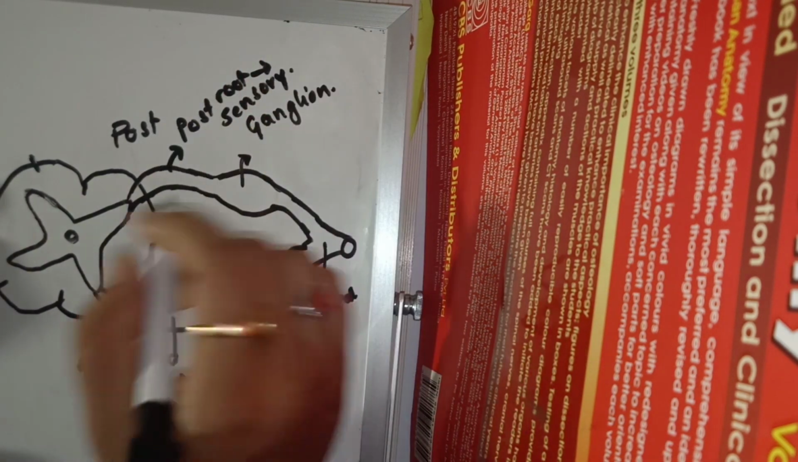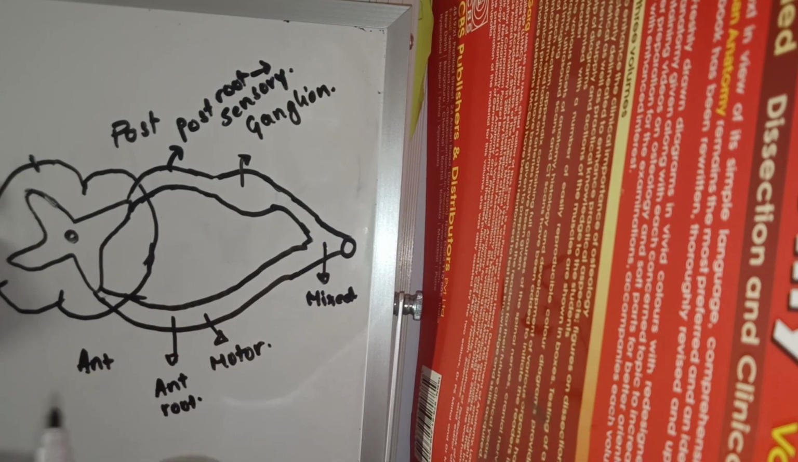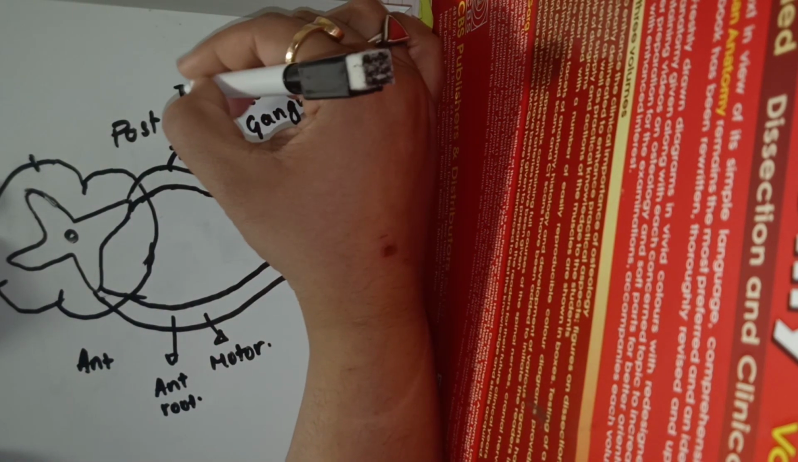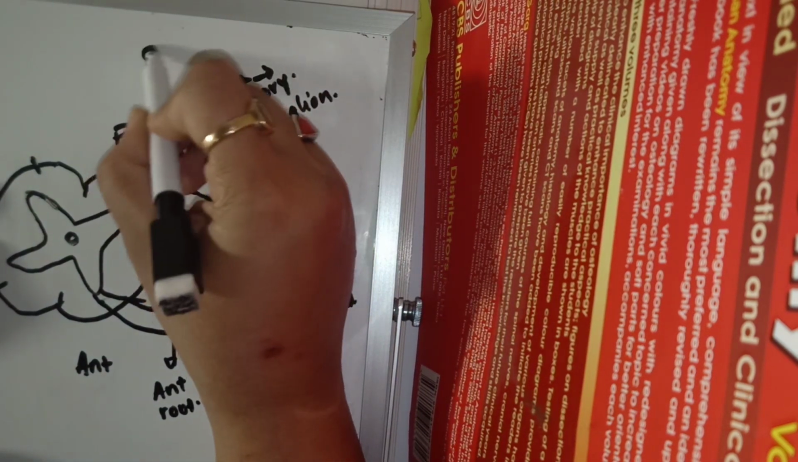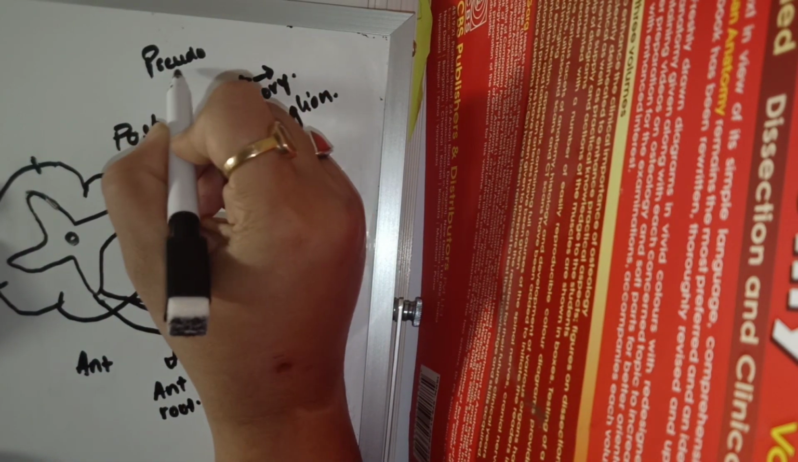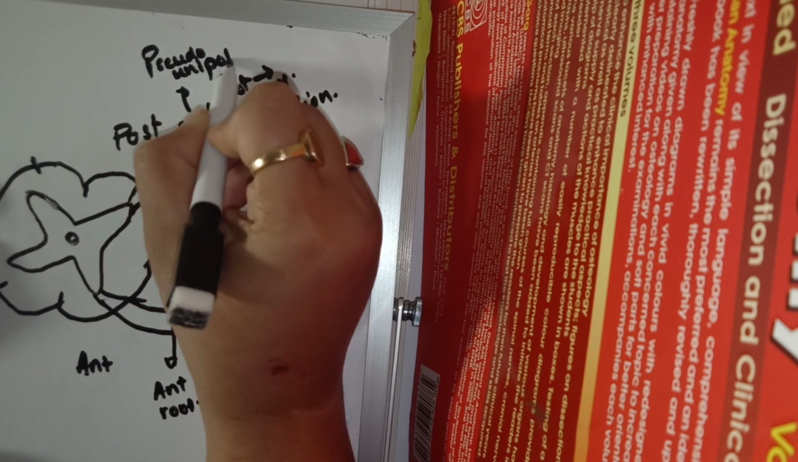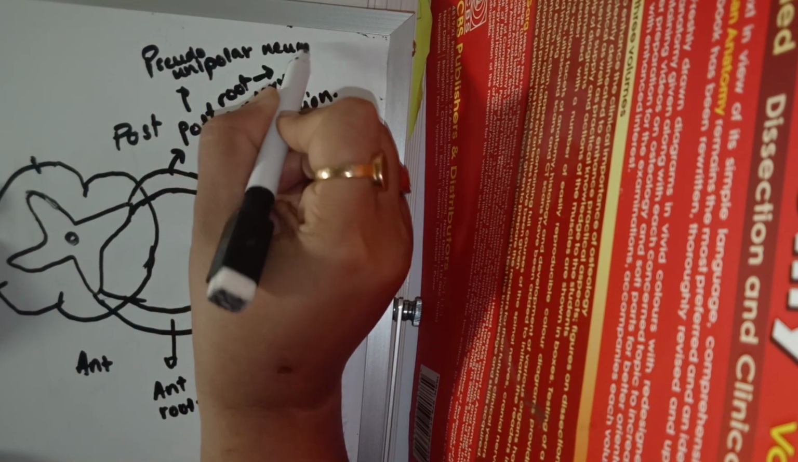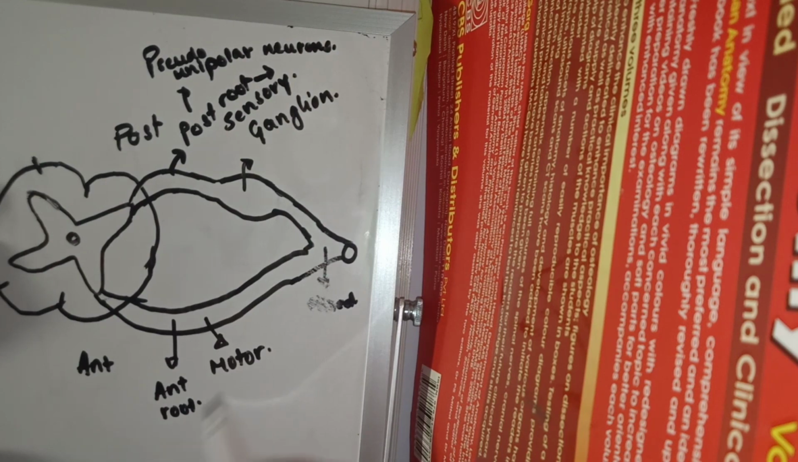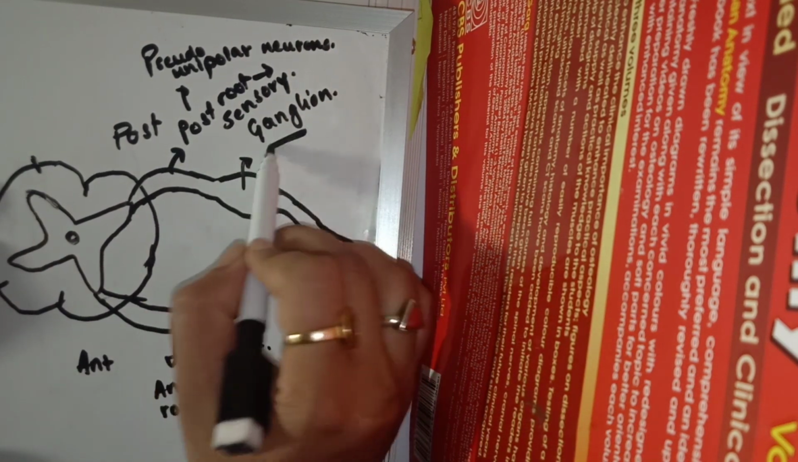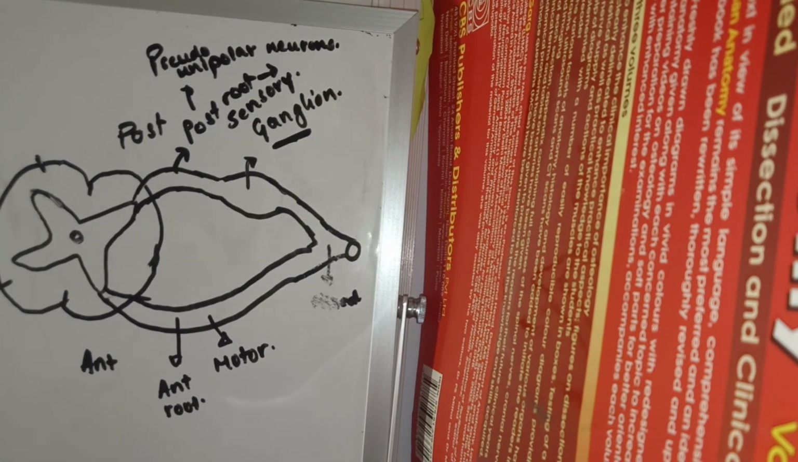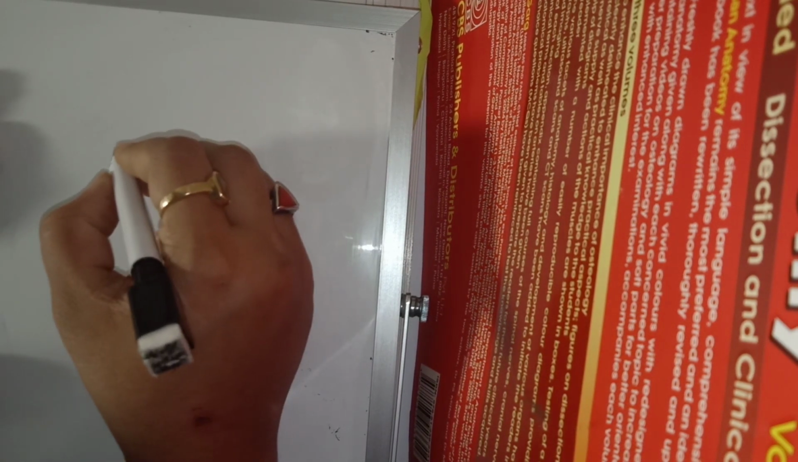The radix posterior, the posterior root, contains pseudo unipolar neurons. Just like this, the ganglion also contains pseudo unipolar sensory neurons. Now we will talk deeply about the gray matter only, the gray matter of the spinal cord.